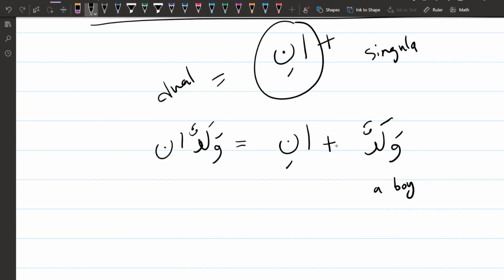How do I pronounce this? You asked me to add ani, so let me write this a little bit better. I had waladun, I add ani. So what's going on? I don't even know how to pronounce this. So what's the solution? This is a very simple solution.